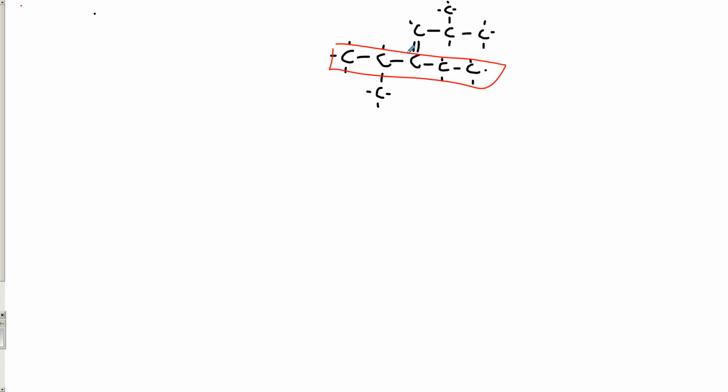So I have to include my double bond. Let's see what's the longest line of carbons we can get that includes the double bond. Let's see, 1, 2, 3, 4, 5, 6. Okay, 1, 2, 3, 4, 5, 6. It looks like 6 is the best that I'm going to be able to do.